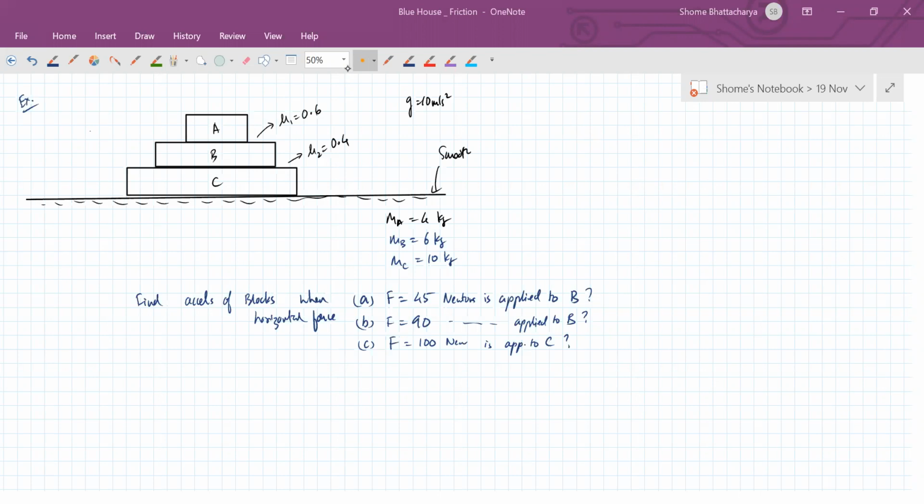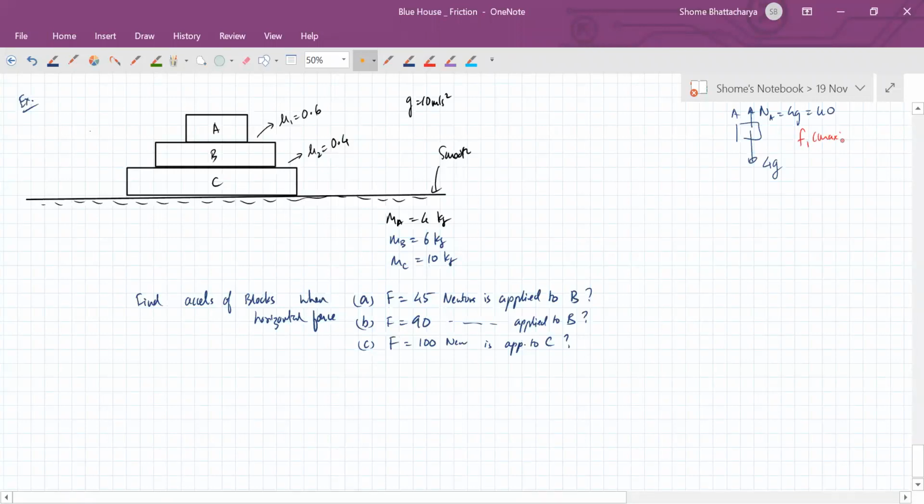So you can see over here that if you make the FBD of A, this is 4g, so this normal reaction is 40 newtons. So maximum friction available is mu1 times Na, so that's 24 newtons.